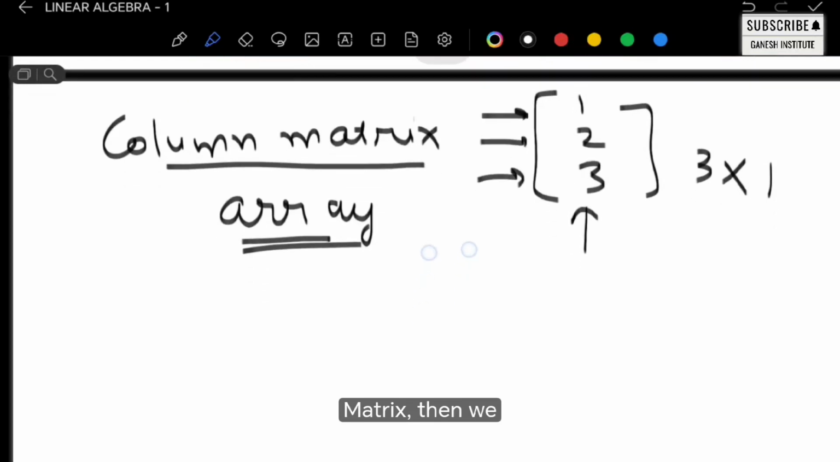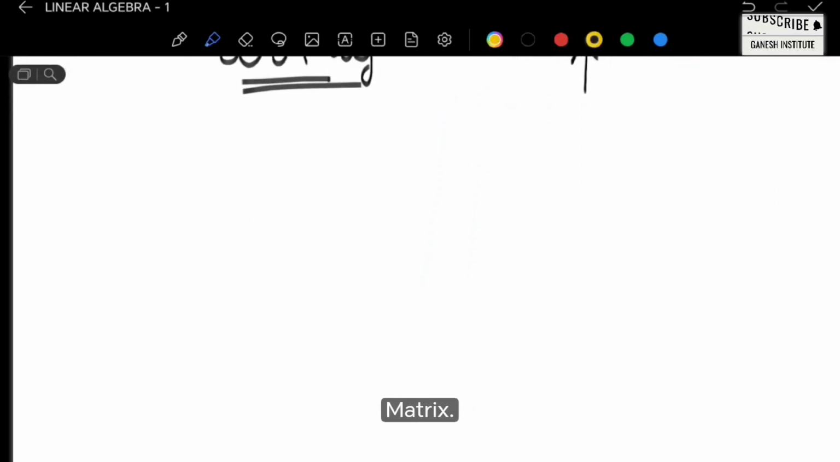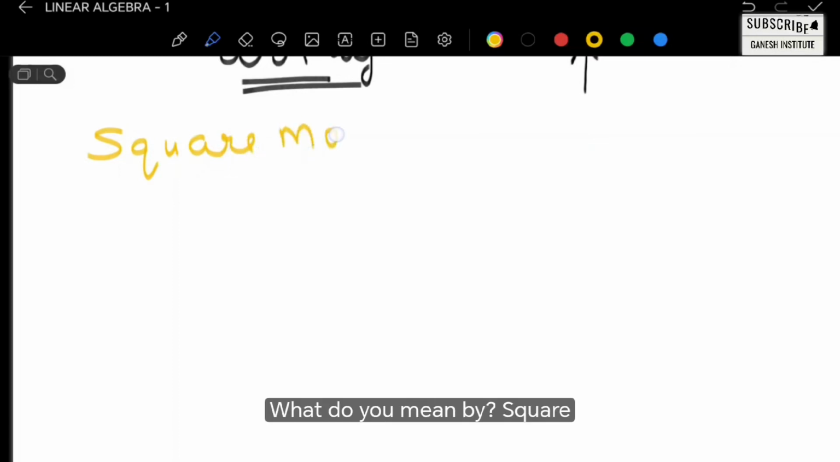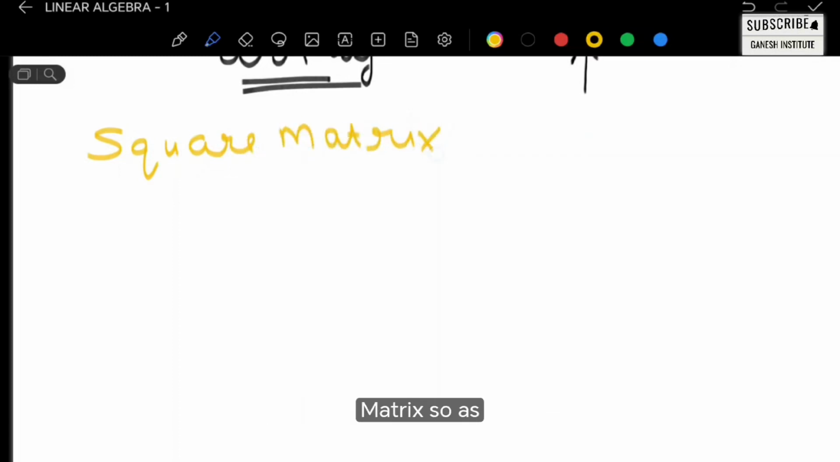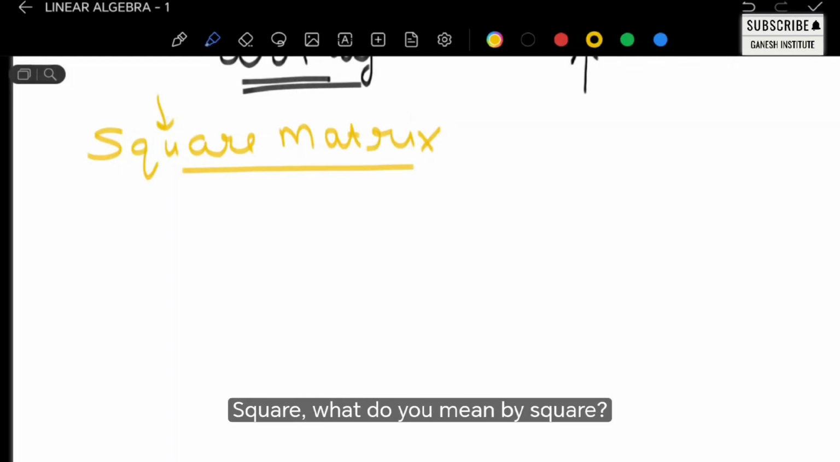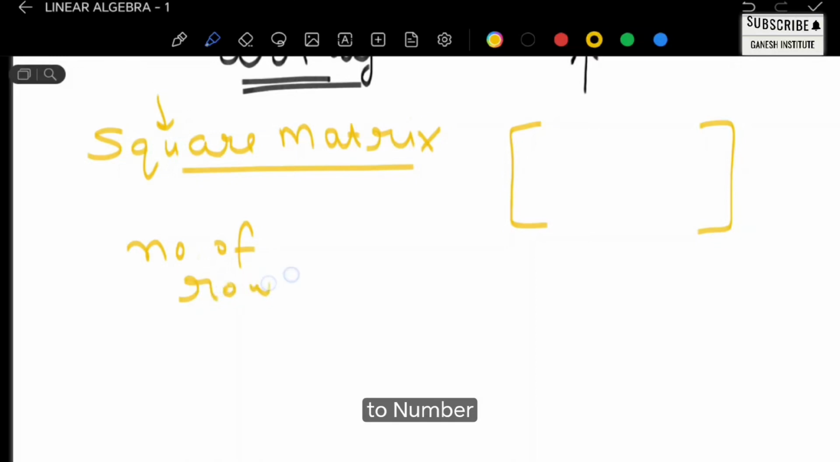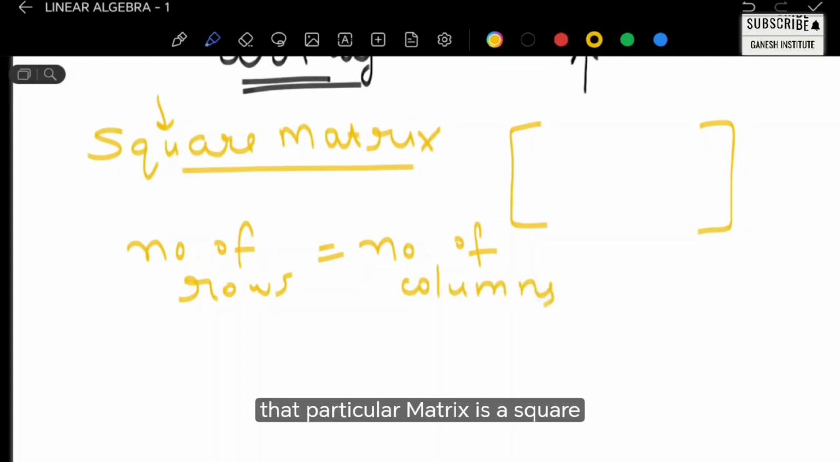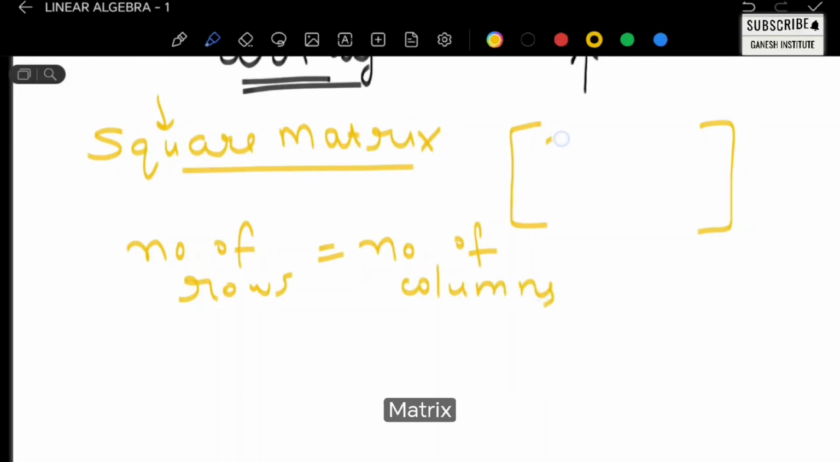Then we have the square matrix. What do you mean by a square matrix? As the name suggests, square. What do you mean by square? All the sides are equal. So if I'm having rows and columns, the number of rows has to be equal to the number of columns. Okay. So how can we find out that a particular matrix is a square matrix? See.